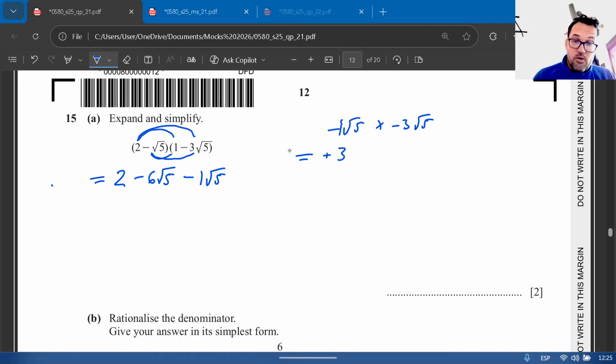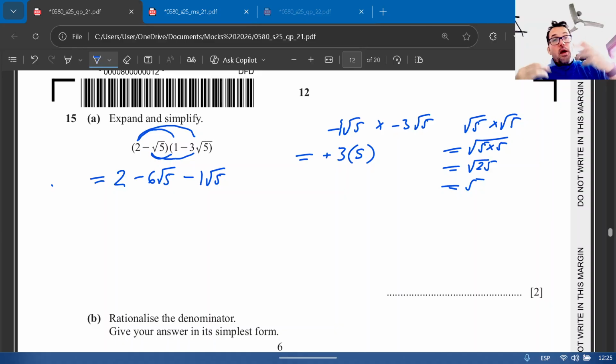Okay, and then square root 5 times square root 5 is, I'm going to put this in brackets, 5. Okay, because square root 5 times square root 5 is the same as square root of 5 times 5, which is the square root of 25, which is 5. So if you multiply a root by itself, it cancels the roots. And of course, then 3 times 5 is 15. So we have a plus 15 at the end here.